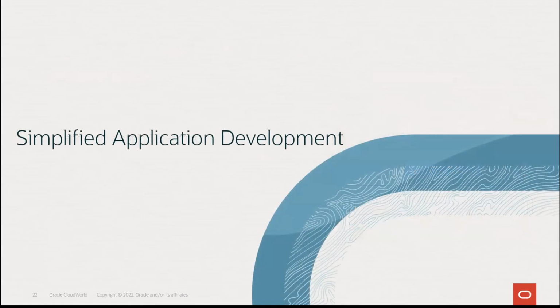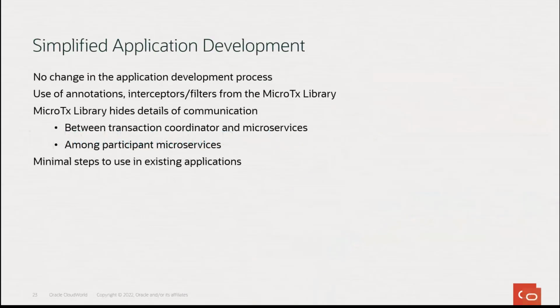So let's talk a little bit about how this will simplify application development. The biggest thing is that there's no change to your development process, and very little change is necessary to your applications. By using annotations, you can make it very clear in your code what your application code is doing, how it's participating in the transaction, and what roles it's performing in that transaction. As well, we provide these interceptors and filters, and I'll explain a little bit more about those in a second.